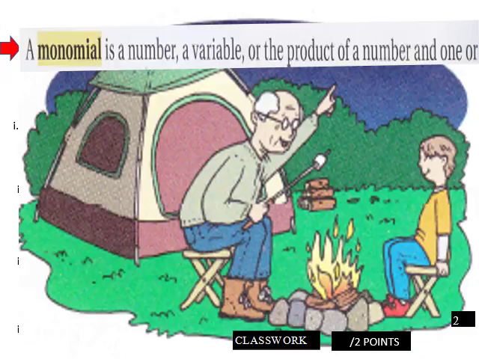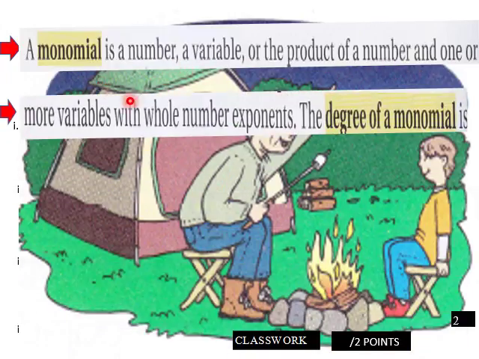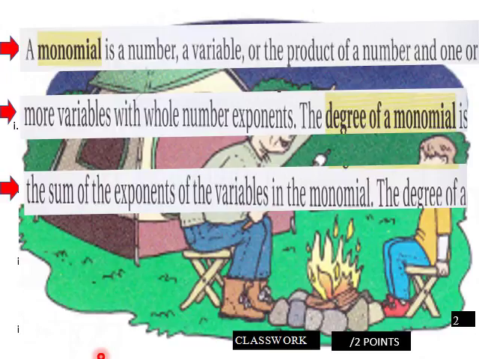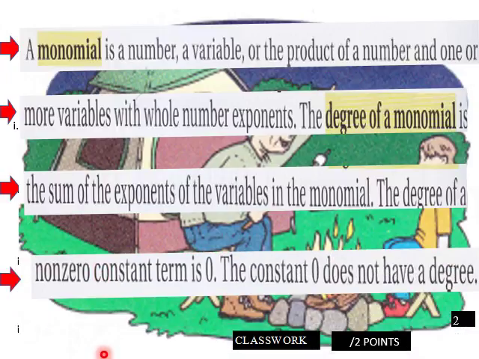A monomial is a number, a variable, or a product of a number and one or more variables with whole number exponents. The degree of a monomial is the sum of the exponents of the variables. The degree of a non-zero constant is 0. The constant 0 does not have a degree.